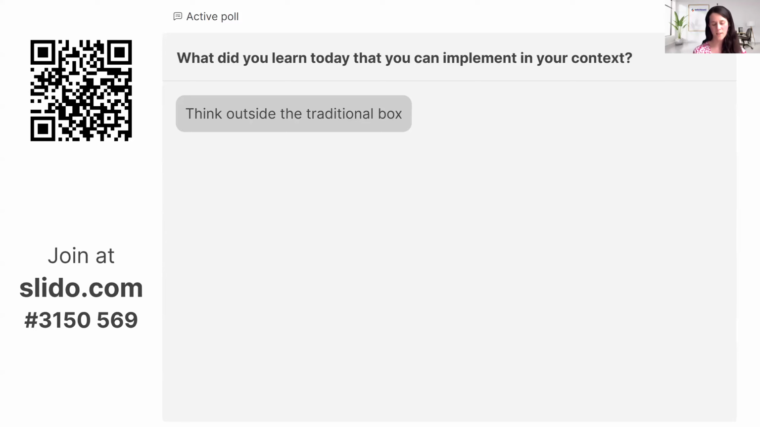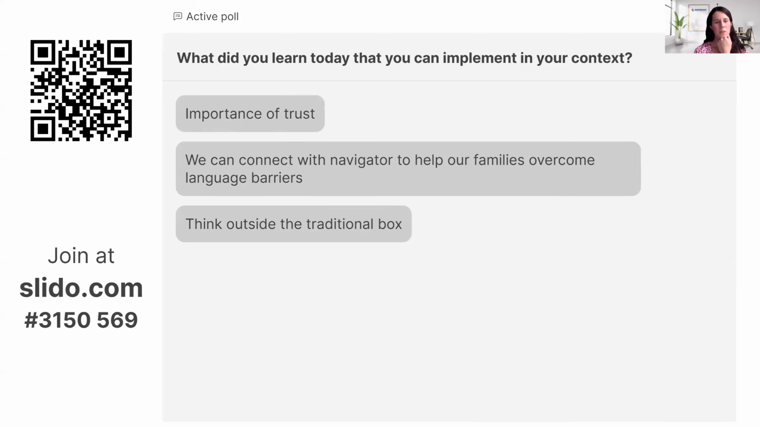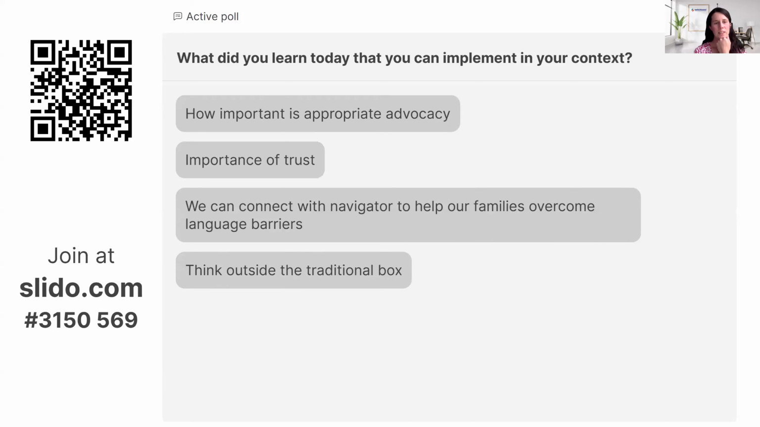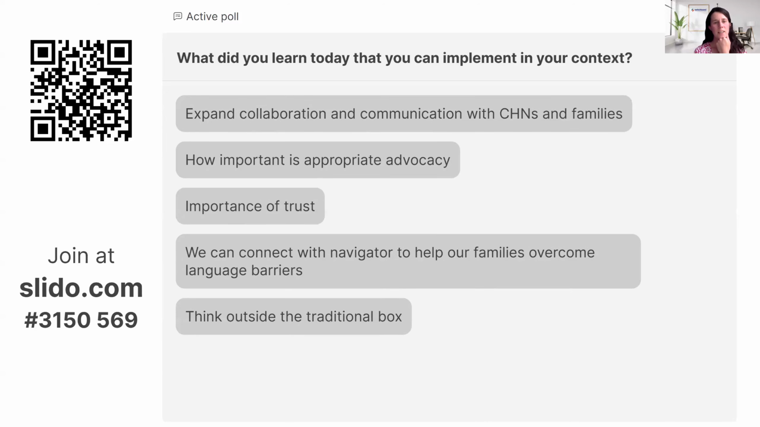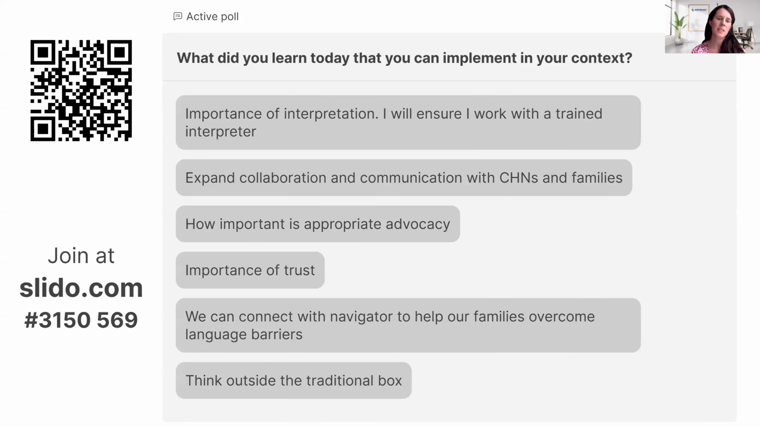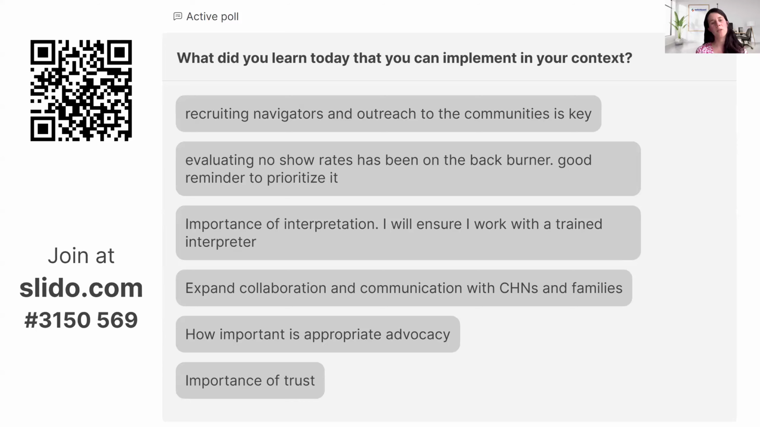Thinking outside the traditional box, I like that. Connecting with the navigator to help families overcome language barriers, the importance of trust, how important appropriate advocacy is, expanding collaboration and communication with CHNs and families, importance of interpretation. Yes, it's so important to work with a trained interpreter. Evaluating no-show rates has been on the back burner. Good reminder to prioritize it.